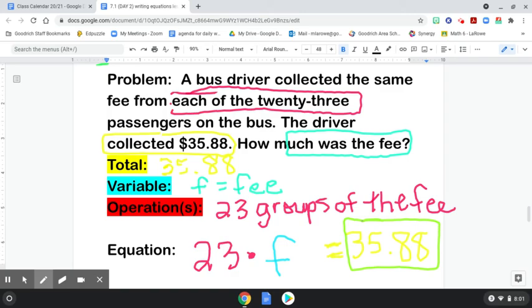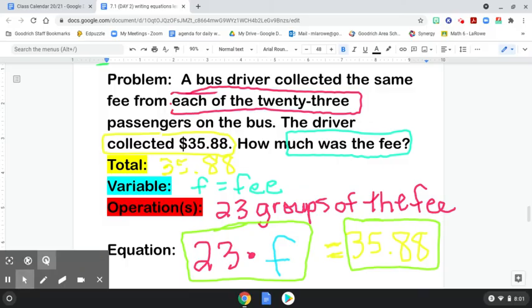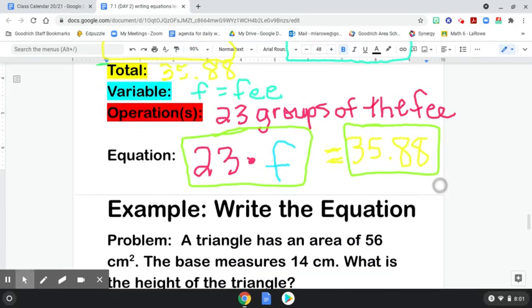$35.88 is the total. Now, let's build the rest of the expression. So 23 groups of the cost or the fee is what's being collected. But the fee is something that we don't know. That's our question. So if we take the 23 passengers and we multiply that by the same fee per person, we'll get the $35.88 collected. So the rest of the equation was written with the expression 23 groups of F, or 23 times F. How'd you do? Writing equations can be tricky, but practice makes us better.